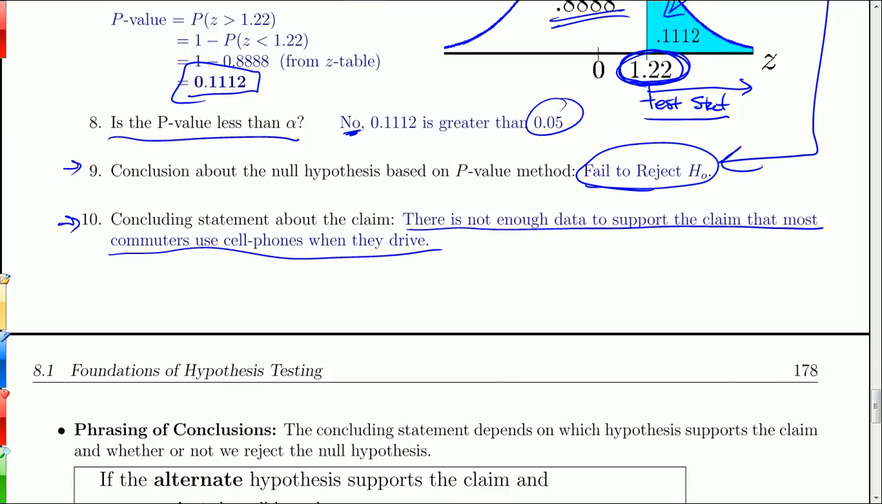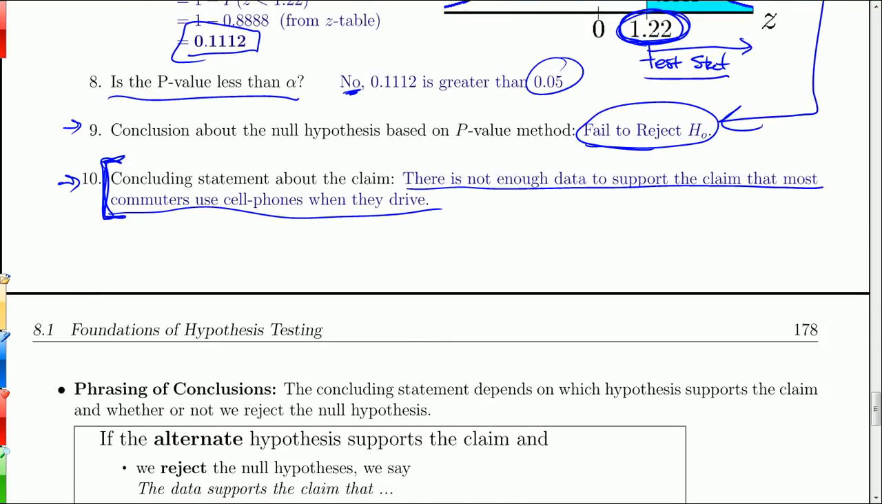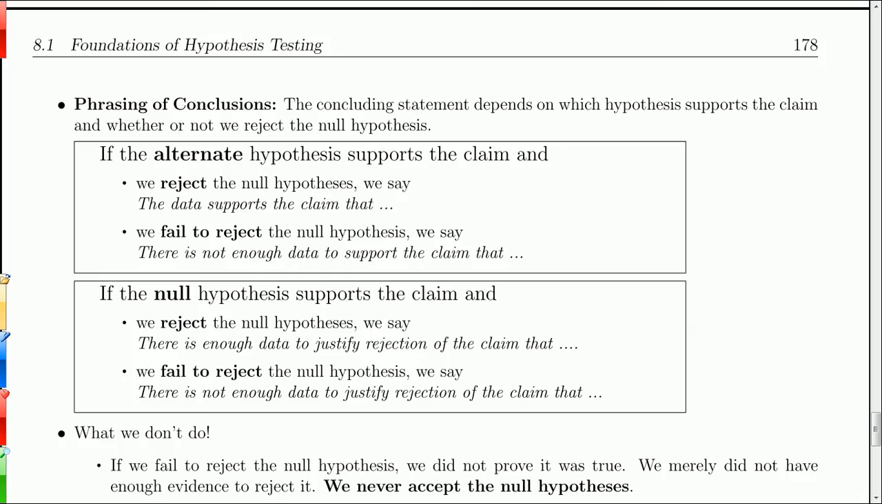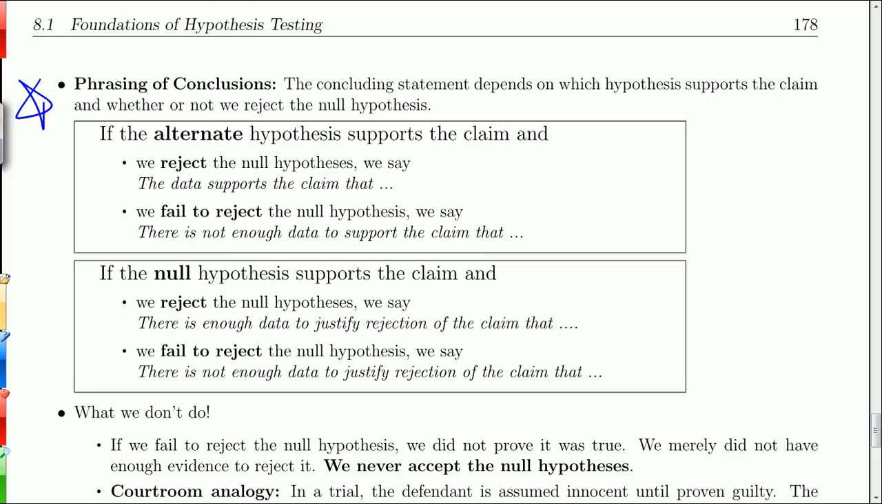All right, so the phrasing of these conclusions is pretty important. You don't want to say the wrong thing, because we didn't prove that most people don't use cell phones. We just said there's not enough to prove that most people do. All right, so here's the idea. This is the phrasing of conclusions. This is an important page because all hypothesis tests have to end with a concluding statement.